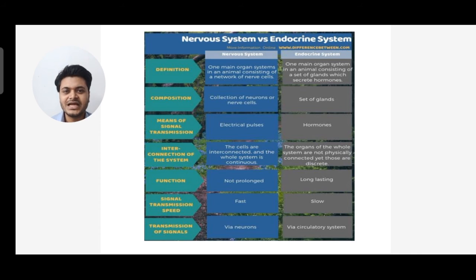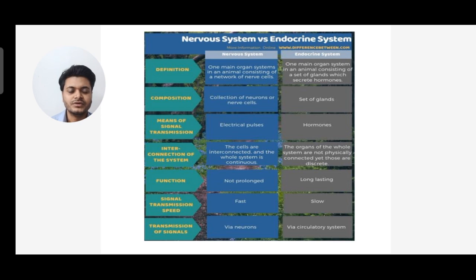Regarding the speed of signal transmission, the nervous system is fast compared to the endocrine glands. Regarding the transmission of signals, in the nervous system it takes place via neurons, whereas in the endocrine system it takes place via the circulatory system. As for the definition, the nervous system is one main organ system in an animal consisting of a network of nerve cells, whereas the endocrine system is one main organ system in an animal consisting of a set of glands which secrete hormones.